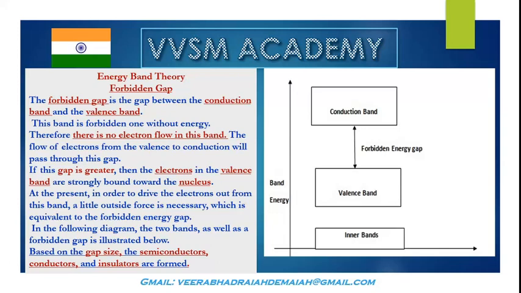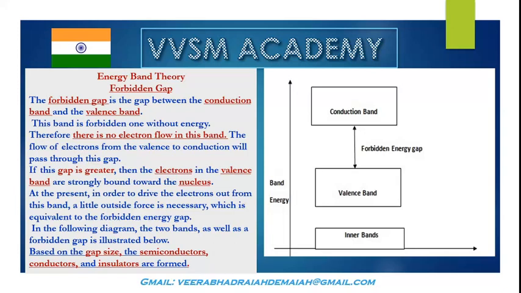Based on the gap size, semiconductors, conductors and insulators are formed. Some matter exists in the form of a semiconductor, some as a conductor, and some as an insulator. We have studied conductors and insulators in previous classes. In between conductors and insulators, there is a state of matter which is semiconductors.